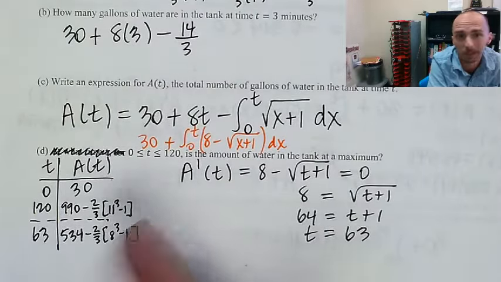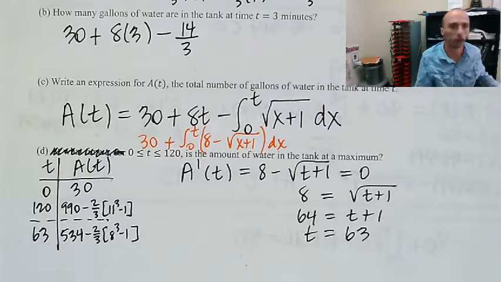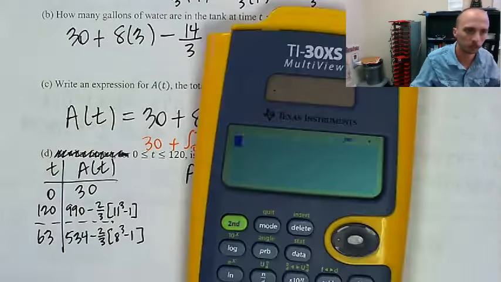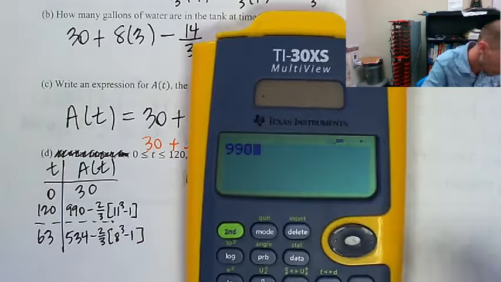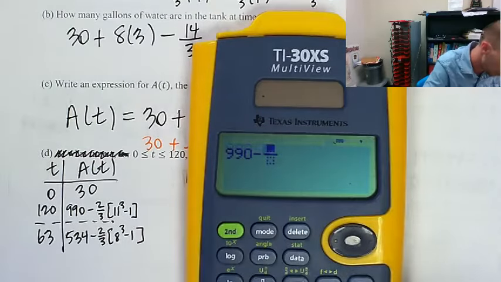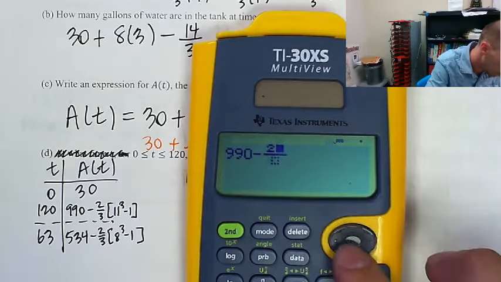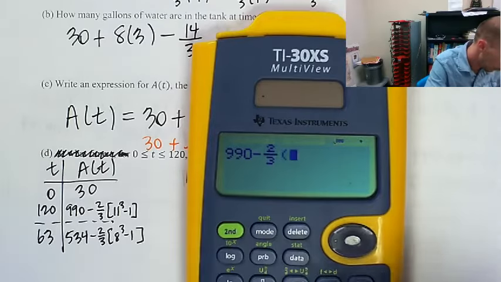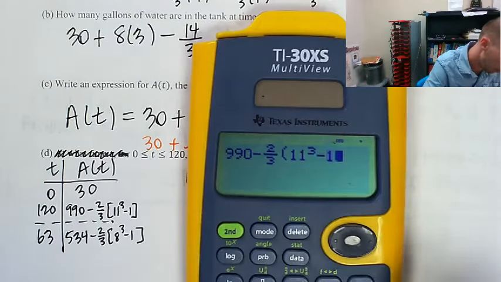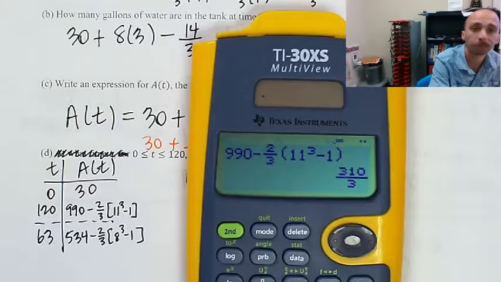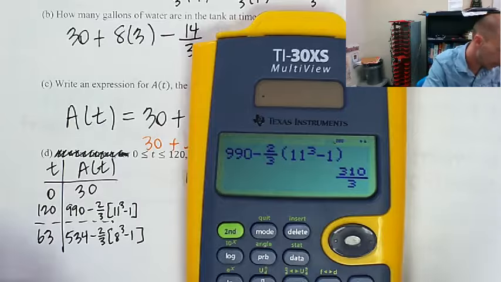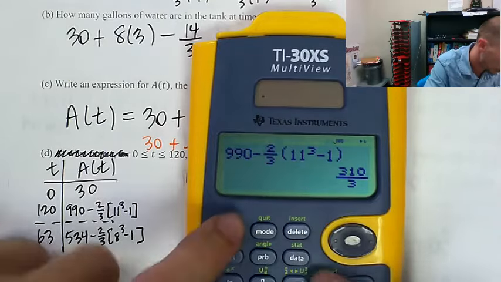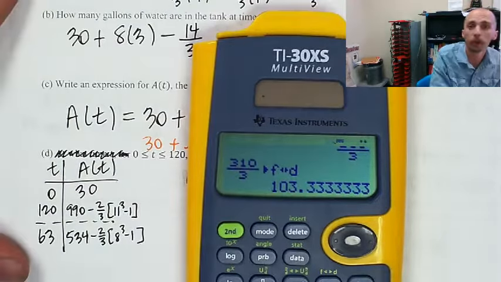I don't know what to make of this. So what I'm going to do is bring in a scientific calculator. All right? And we're going to run these numbers. So 990 minus, and this one's even got a fraction bar, 2/3 of 11 to the third minus 1. 310 divided by 3. Okay. So maybe I could actually get into a decimal and get 103.333.